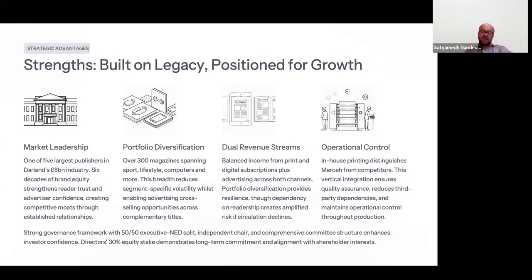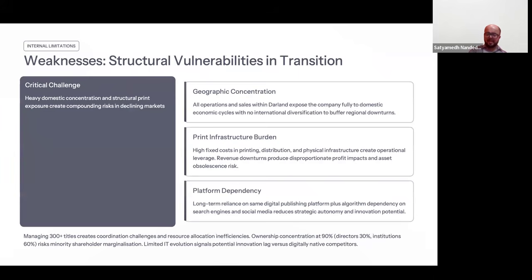Another point in favor of the company is that it has a strong governance framework with a 50-50 split of executive and non-executive directors. The chairperson is independent, and it has a comprehensive committee structure which enhances investor confidence. Directors' 30% equity stake demonstrates long-term commitment and alignment with shareholder interest. Directors still have a 30% stake. Institutional investors have 50%. But these are the four strengths, so to say.